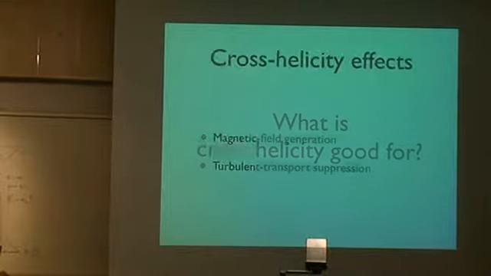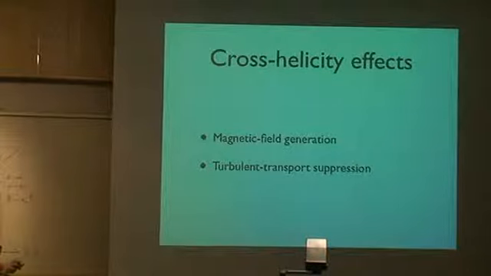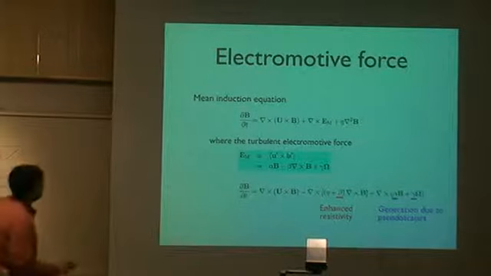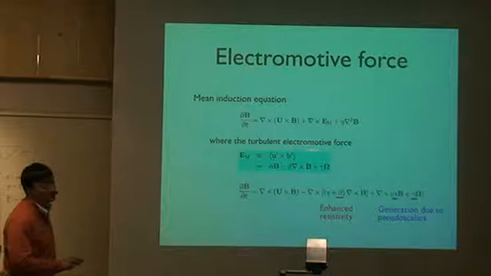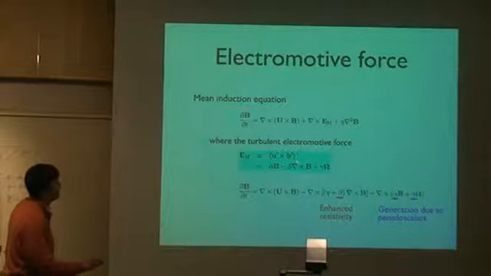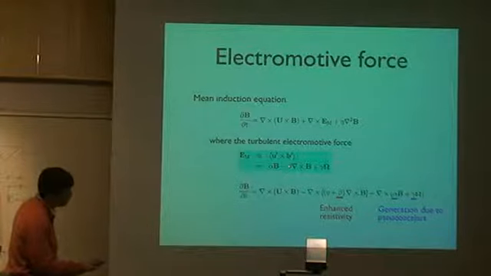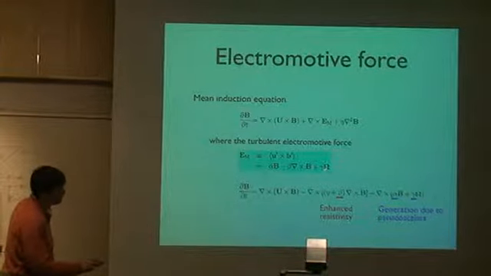So let me proceed to the effects. What is cross helicity good for? Roughly speaking, the cross helicity effect can be divided into possible magnetic field generation, and also turbulent transport suppression. Okay, so in the case of magnetic field generation, if we consider the mean induction equation, the turbulent electromotive force can be expressed in the framework of ours something like this. So in addition to the usual alpha and turbulent magnetic diffusivity effect, we have large-scale vorticity coupled with gamma, the cross helicity effect.